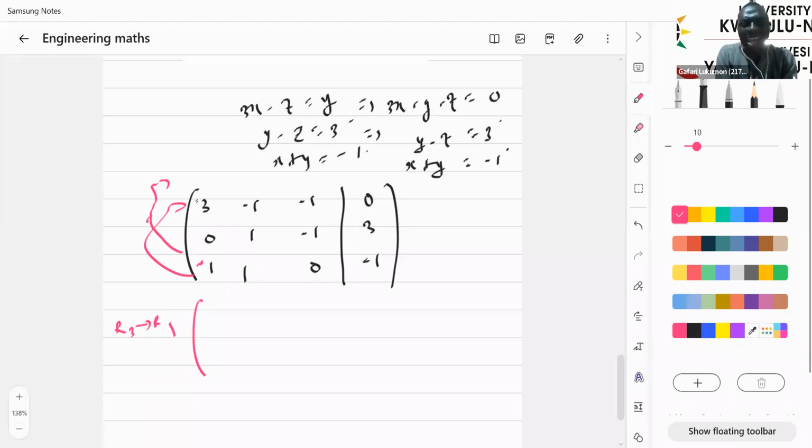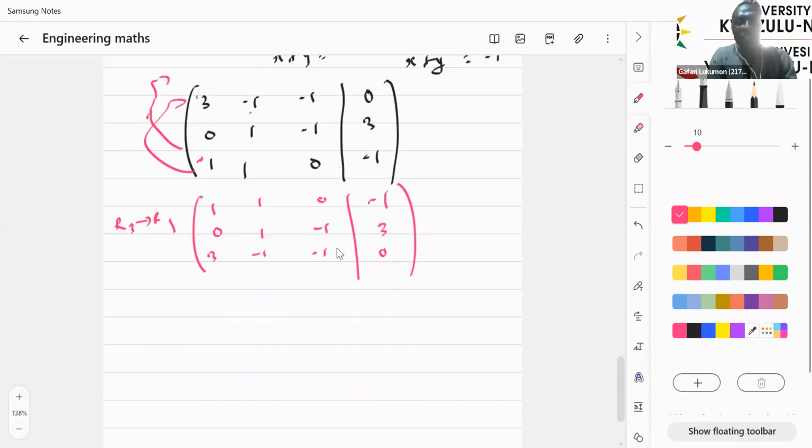Or if you don't want to interchange row 1 with row 3, what you can do is just divide row 1 by 3. If you divide it by 3, you are still going to have 1 here. But the problem is that the second element will be a fraction, which might give you a problem at the end of the day. So if you interchange them, this is going to be 1, 1, 0, minus 1. Then 3, minus 1, minus 1, 0. And this is going to give me 0, 1, minus 1, 3. That's the first thing. If that is cleared, then we are fine.